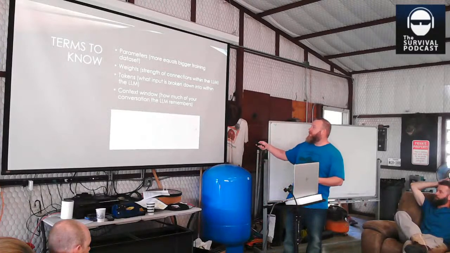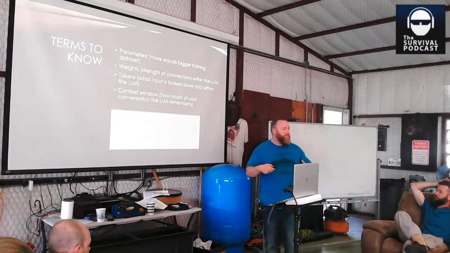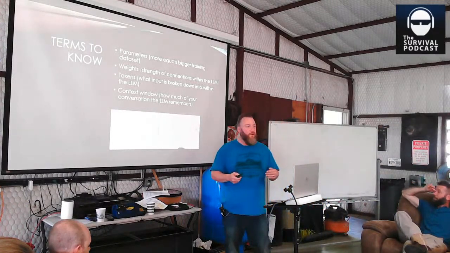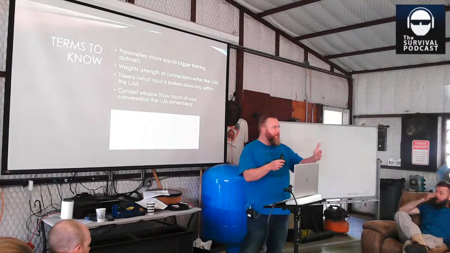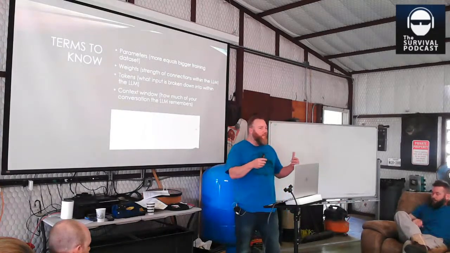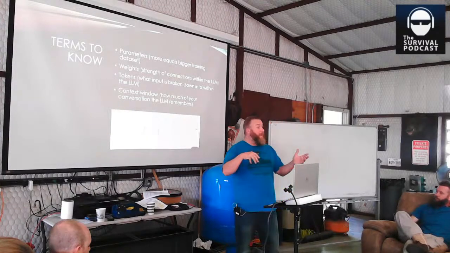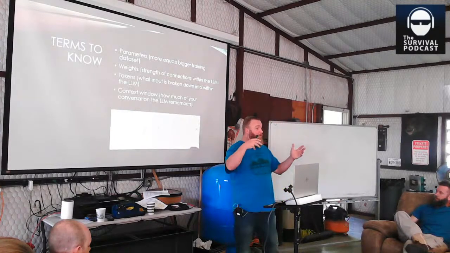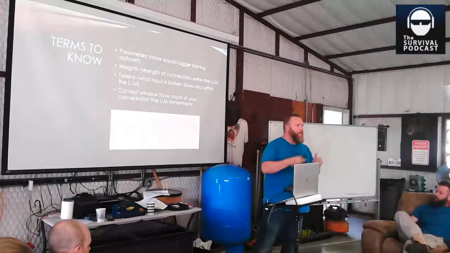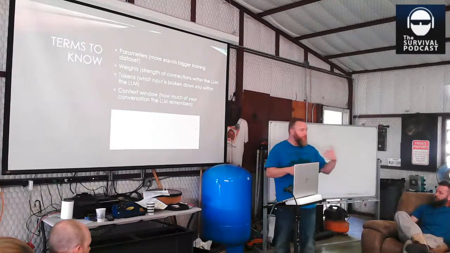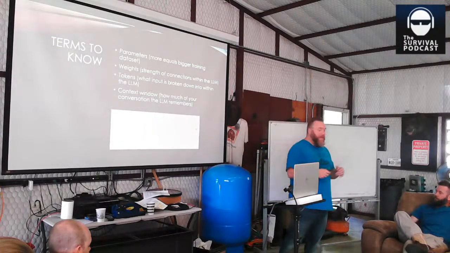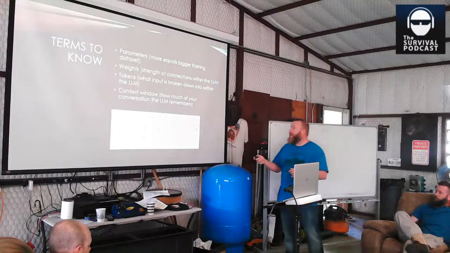Then tokens are what your input is actually broken down into. If I write a sentence and put it into ChatGPT, it really doesn't know what those words are. It has to break it down into tokens, and then it does its output in tokens as well, and then transforms those tokens into the text response or the picture or the video or whatever the case may be.